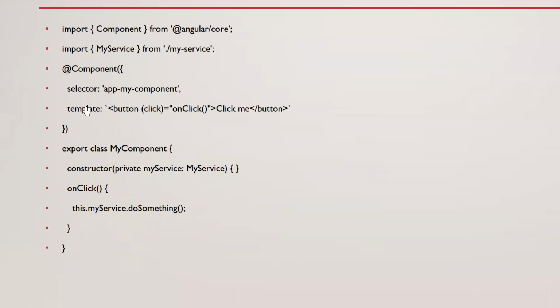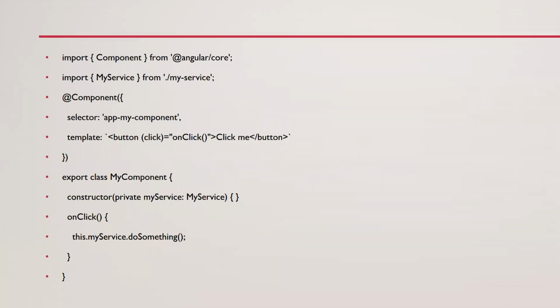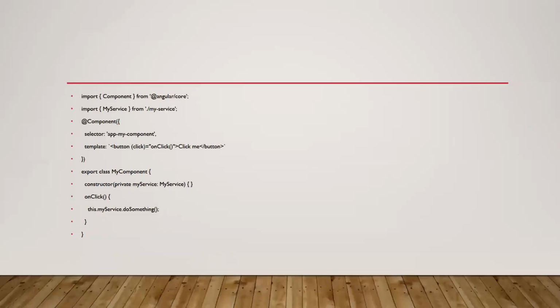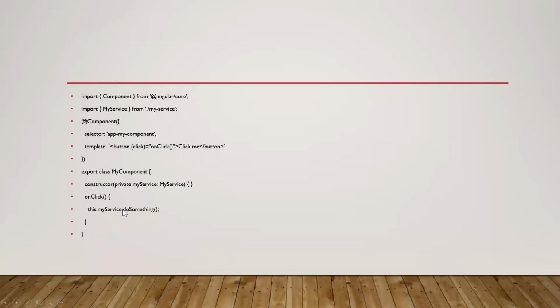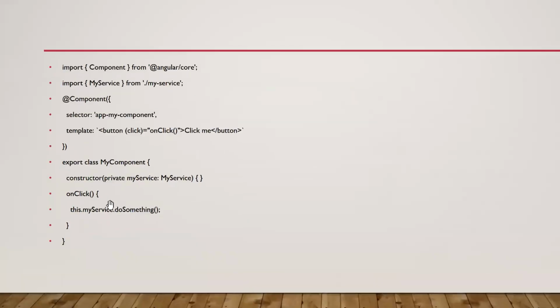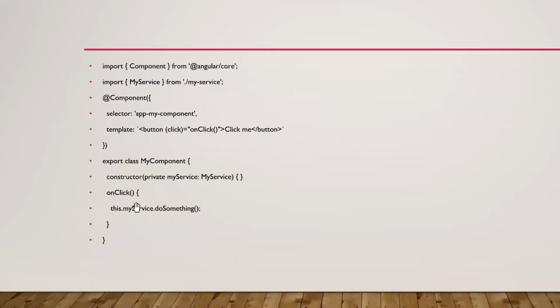So once the cursor clicks on this onClick event, then this.myService.doSomething will happen, and it will go and display the console.log message. That is how it will be triggered. So this is how we can inject it. This is all for console.log.